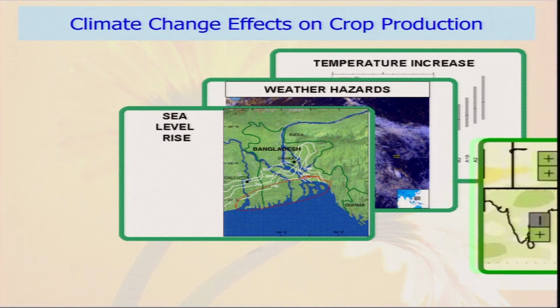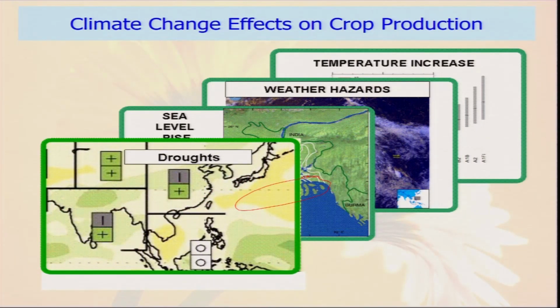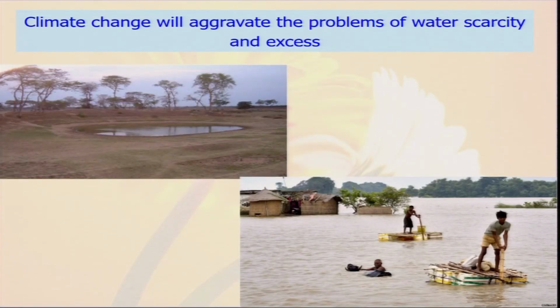And also there is this increase of the droughts. Suppose in an area we are getting 500 millimeters of rainfall and we are not getting rain for 20 or 25 days, then the repercussion will be high. Our crop may fail, or where a farmer is getting 30 quintals of wheat, he may get only 20 quintals. Climate change will also aggravate the problems of water scarcity and excess. This is the most problem.